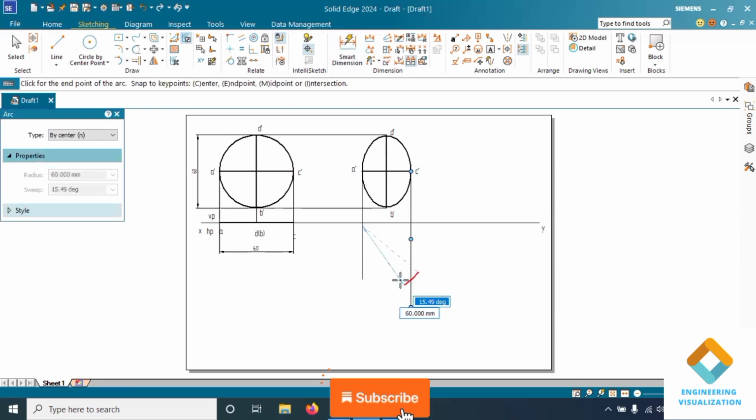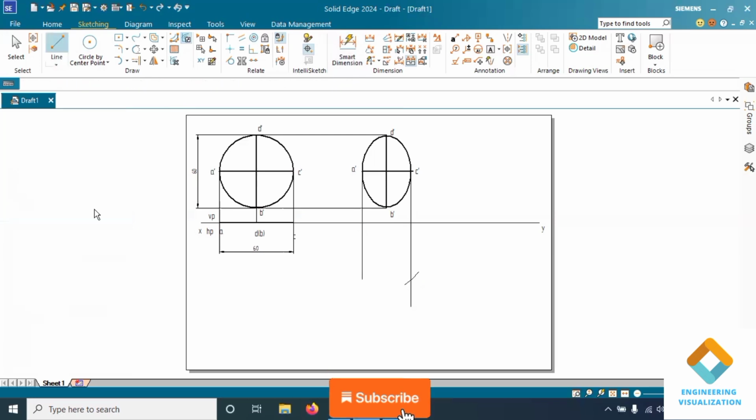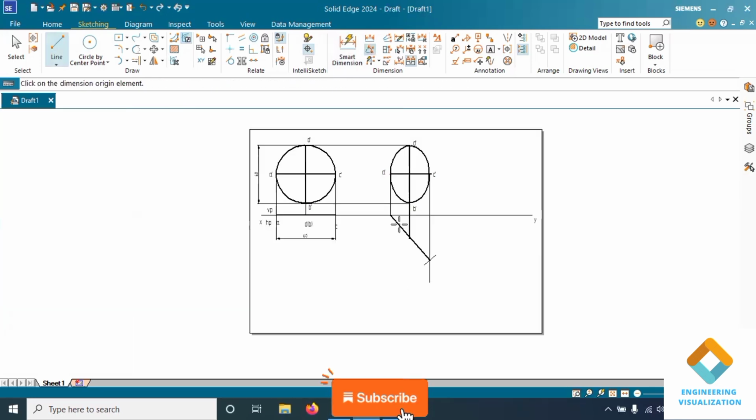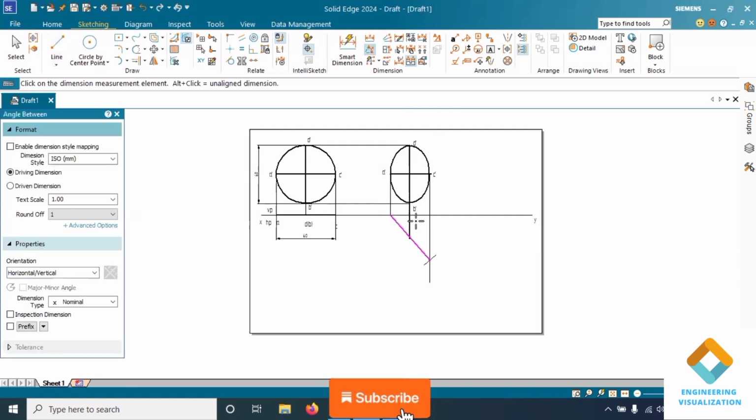This is also 60 mm only, the major axis. Then from the middle I'll consider the minor axis distance 40 mm, that is I'll draw 20 mm on either side. You can see in the question, minor axis 40 means 20 mm we have to draw on either side.